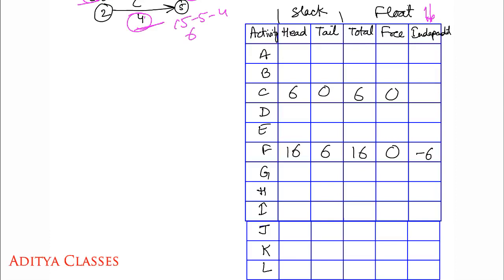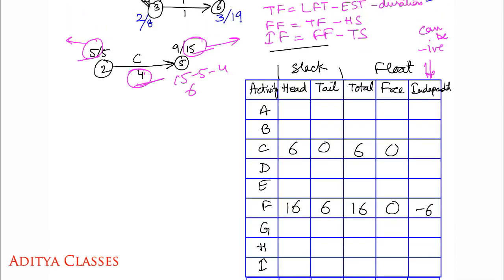Then what is independent float? It is free float minus tail slack. This is free float. This is tail slack. 0 minus 0. How much do we get? 0 minus 0. It will be a 0, as simple as that.